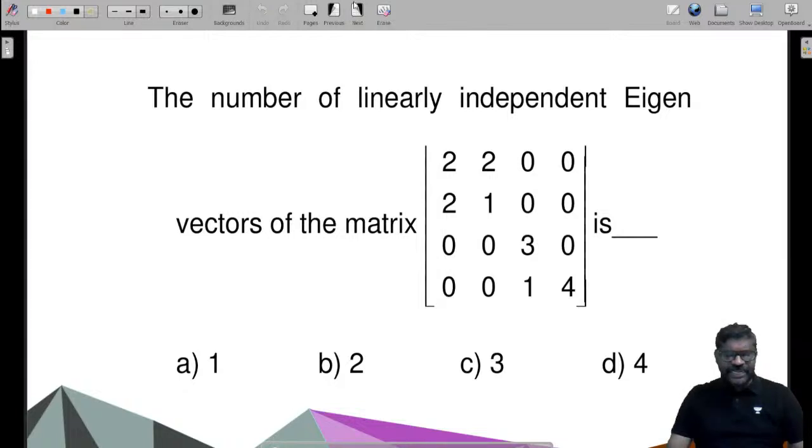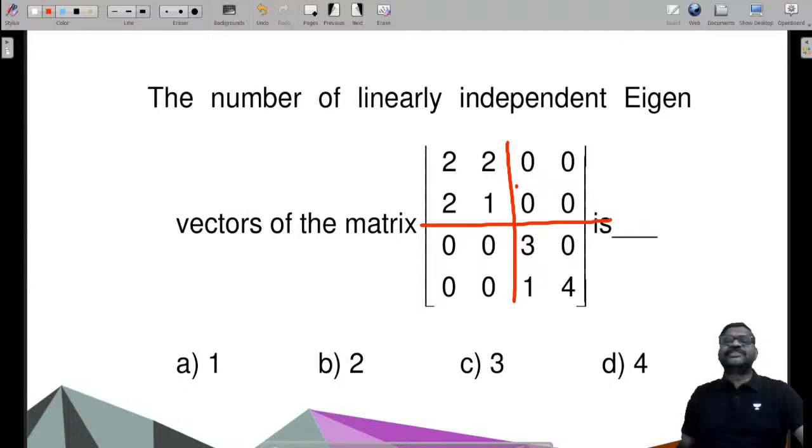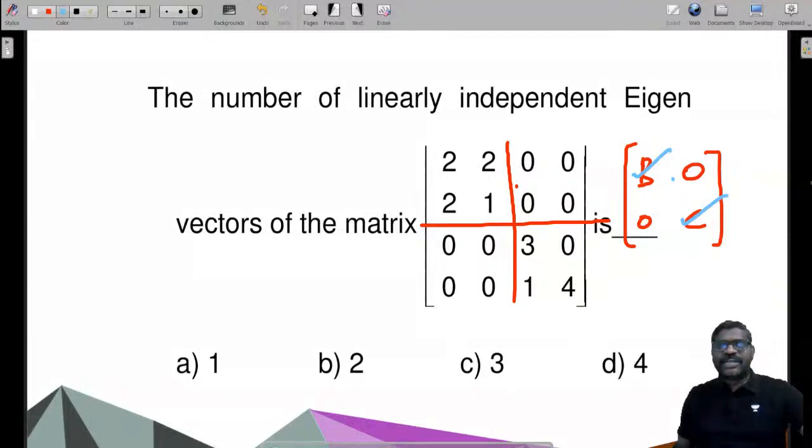The number of linearly independent eigenvectors of the matrix. How many linearly independent eigenvectors does the given matrix have? Observe. To know how many independent eigenvectors, first we have to calculate eigenvalues. To calculate eigenvalues, we have one technique, the partition technique. Divide the matrix into 4 equal parts. It is clearly in the form of B 0 0 C. If you calculate the eigenvalues of B and of C, automatically you will get the eigenvalues of the original matrix A.